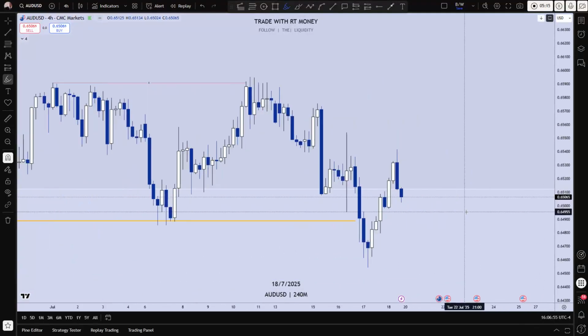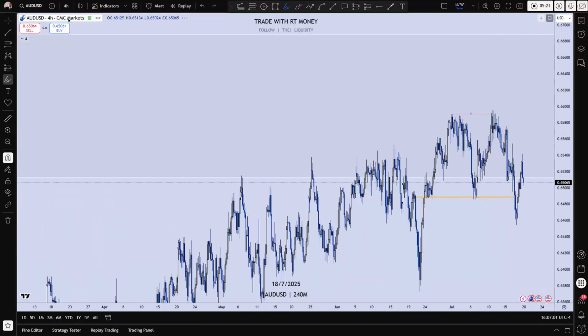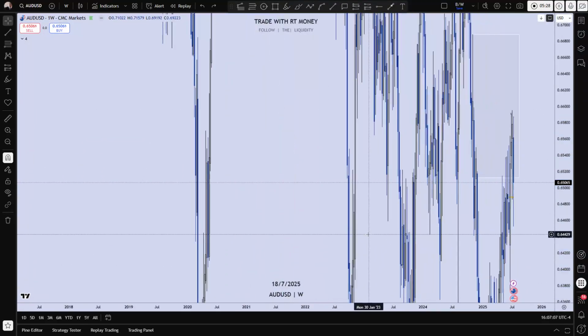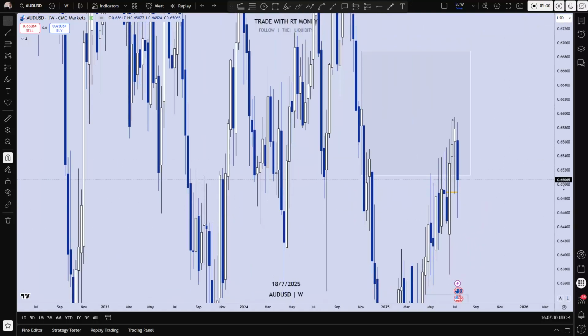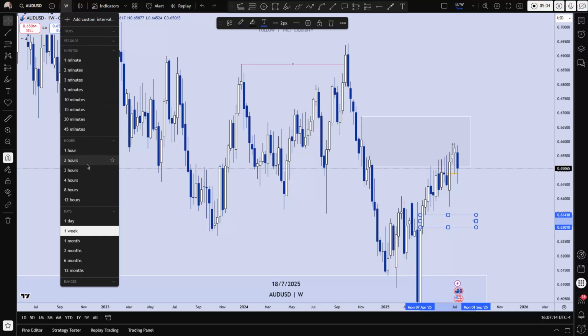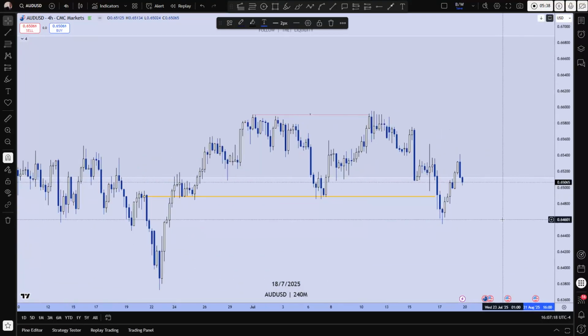Okay, so on the 4 hour, what I'm looking for is clues. I'm looking for price to head down to that untested weekly fair value gap down here. How is it going to get there? I'm going to the 4 hour. I'm going to tell you how. This is how it can happen.